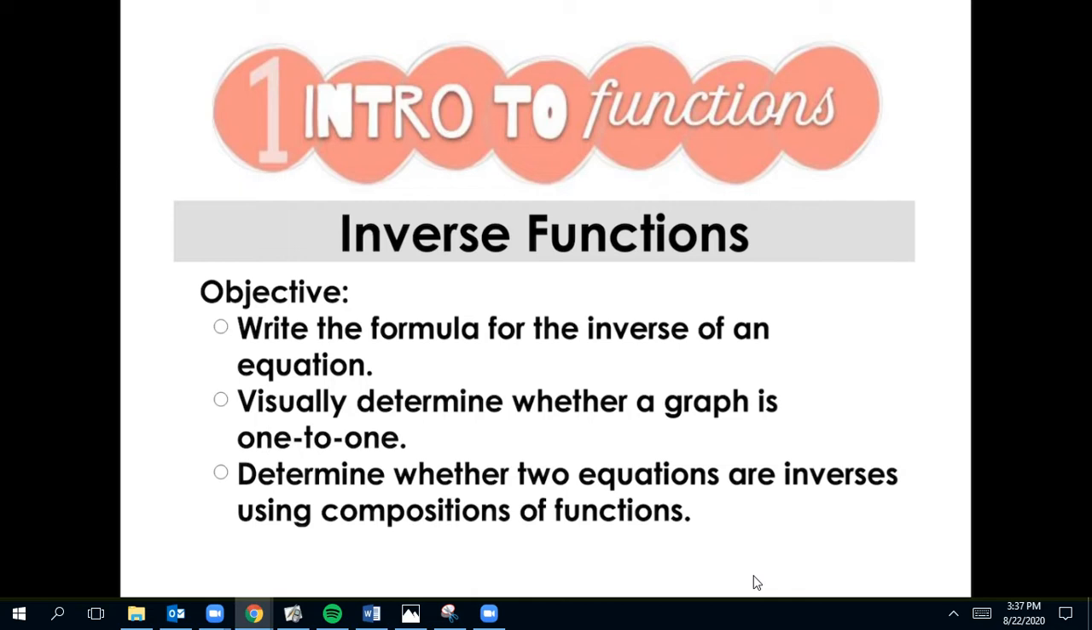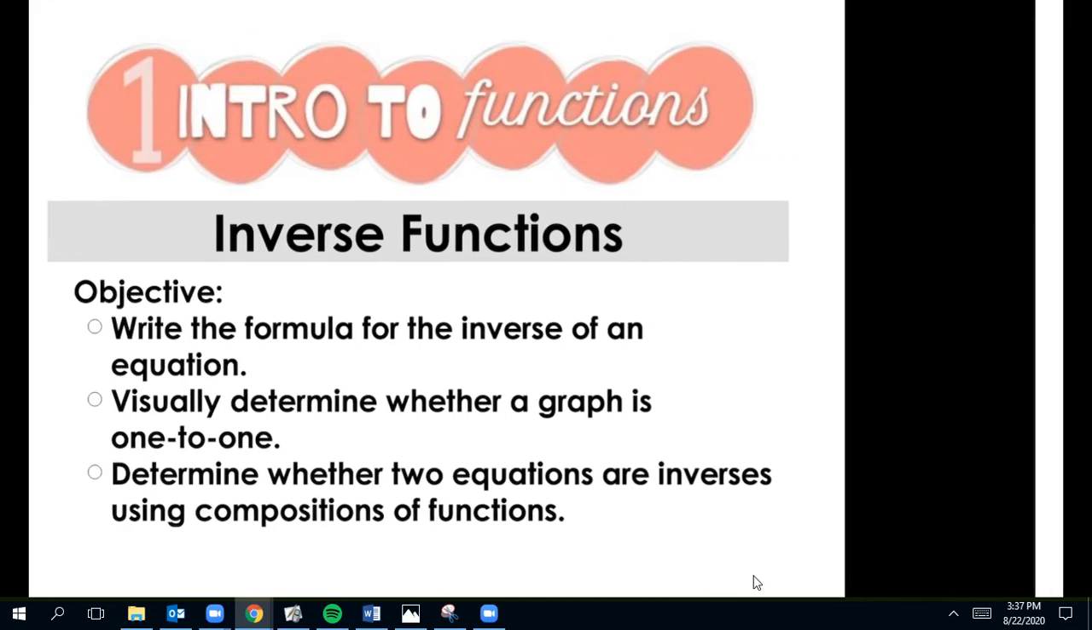So our objectives for today are to write the formula for the inverse of an equation, visually determine whether a graph is one-to-one, which we'll define today, and then determine whether two equations are inverses of each other using compositions, which we have just been learning. So it's all going to connect today.